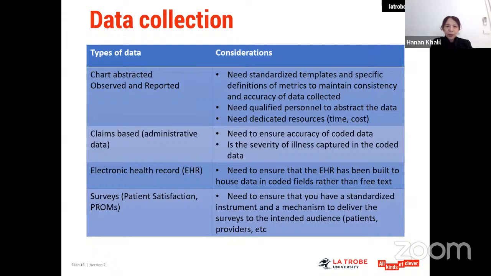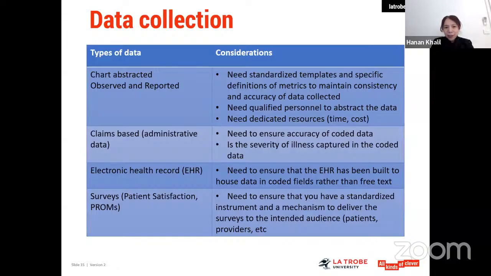Where data can be collected from claims. So we've got a lot of data that a lot of quality improvement projects can collect from doctors' prescribing patterns, and that can be done through claims data from Medicare and other pharmaceutical benefit schemes. And these ones can be done easily, but again, sometimes it does involve a particular cost.